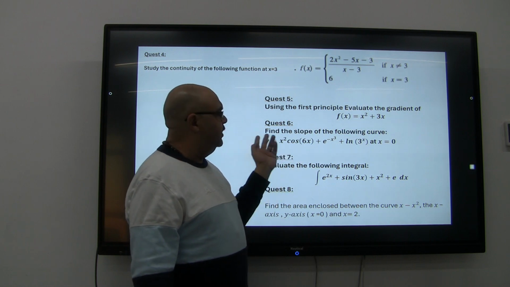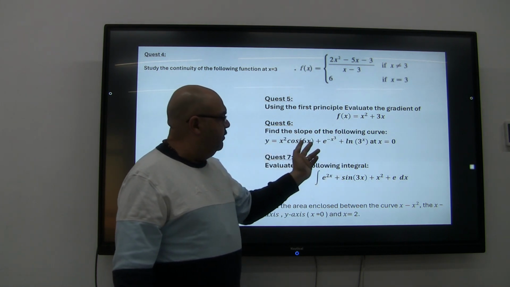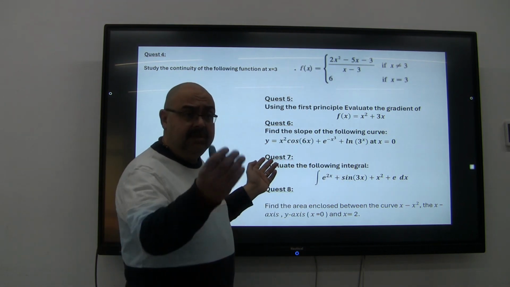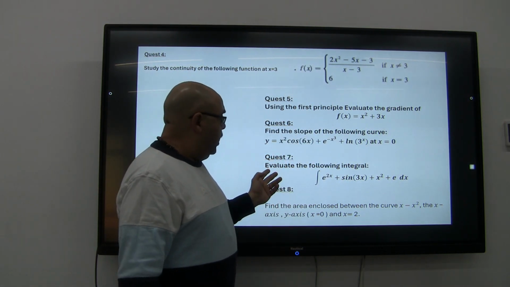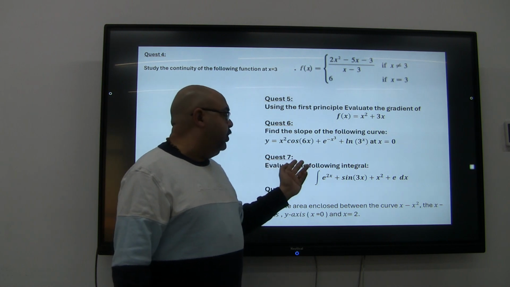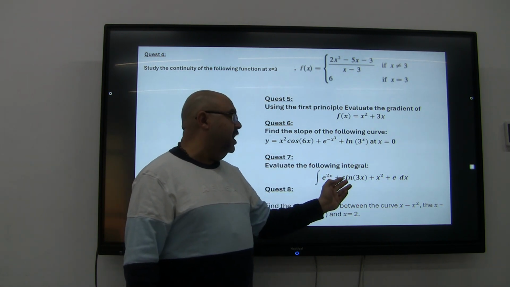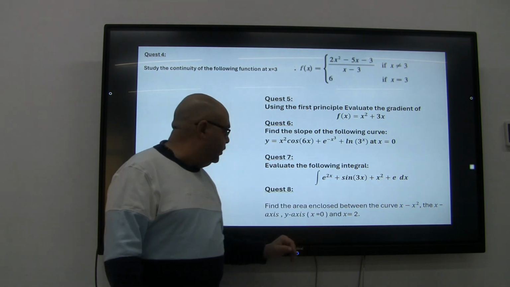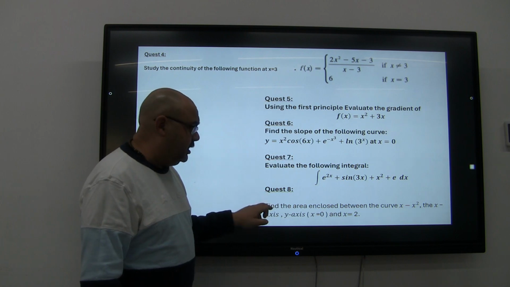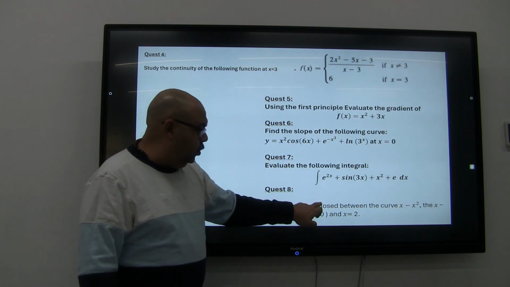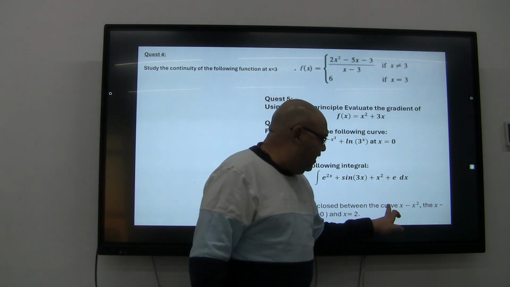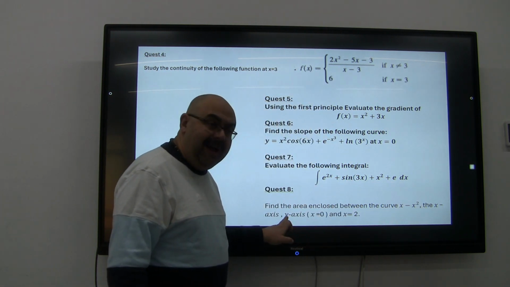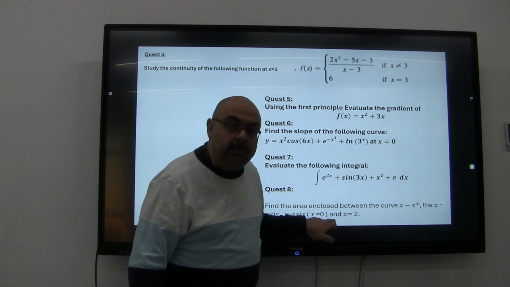He's asking you to find the slope of the following curve. He's giving you a function at x equal to 0. So what you have to do is get y dash first, then substitute. The other one is asking you to evaluate the integration of e to the power of 2x sine 3x, which is very, very simple, x squared plus e, in order to integrate. The last one, he is asking you to find the area enclosed between the curve y equals x minus x squared and the x-axis from 0 to 2.